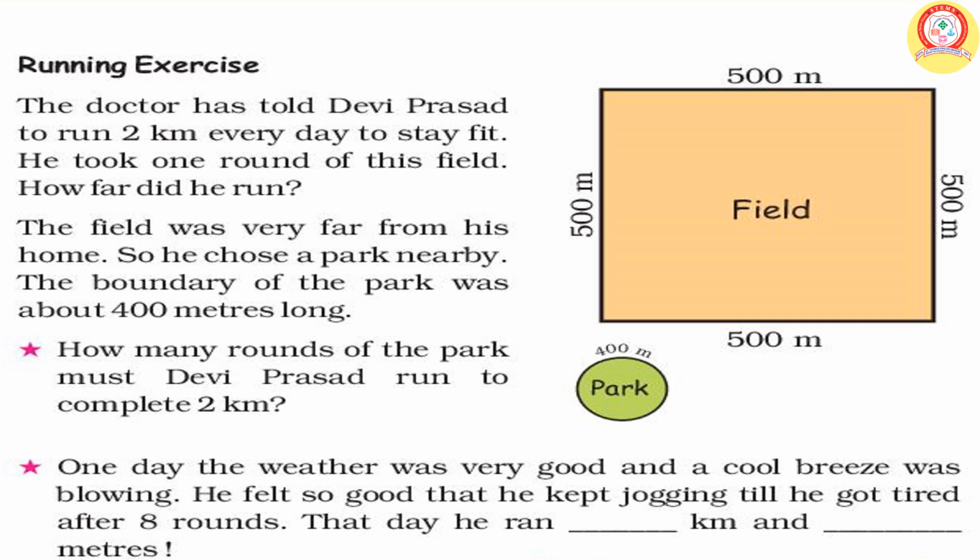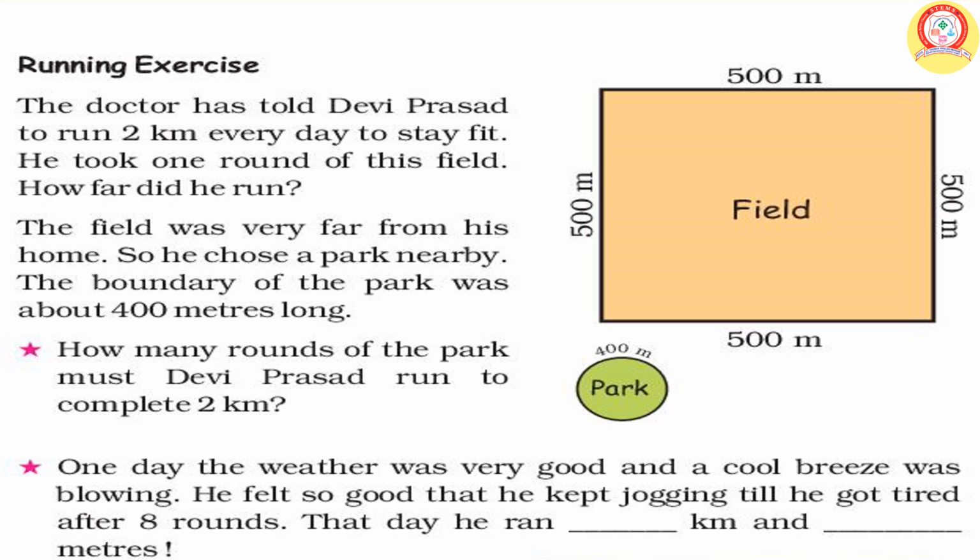So in the first question, children, they are asking how many rounds of the park must Devi Prasad run to complete 2 kilometer? So children, see here. Devi Prasad runs to complete 2 kilometer and the boundary of the park is 400 meters. So 2 kilometer is equal to 2 multiplied by 1000, you will get 2000 meter. So 2000 divided by 400, you will get 5 rounds.